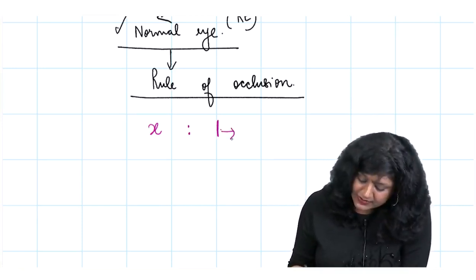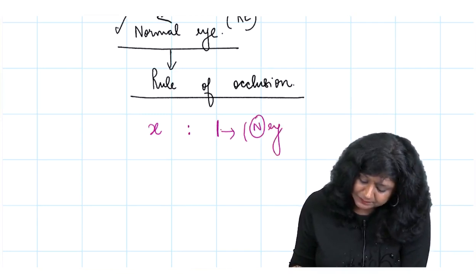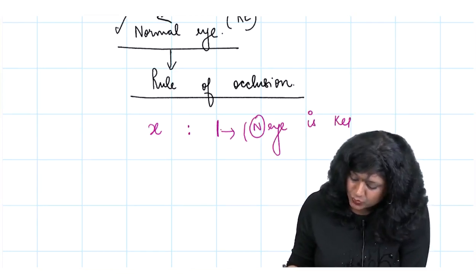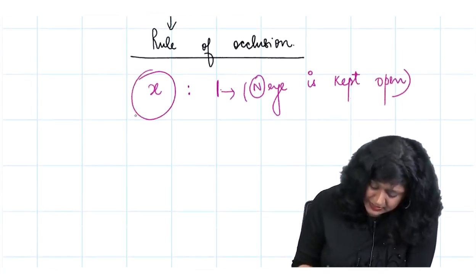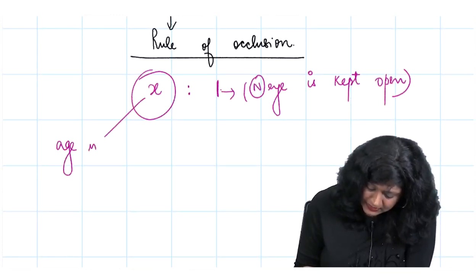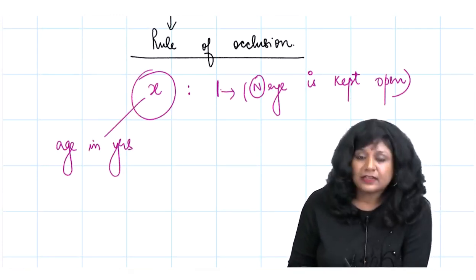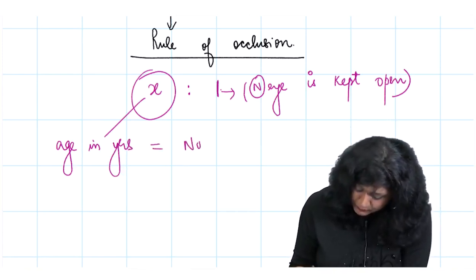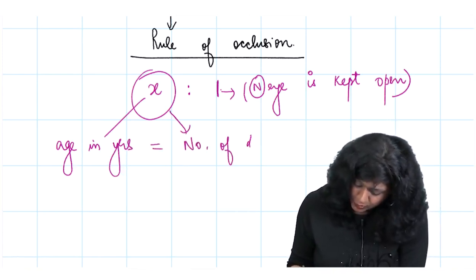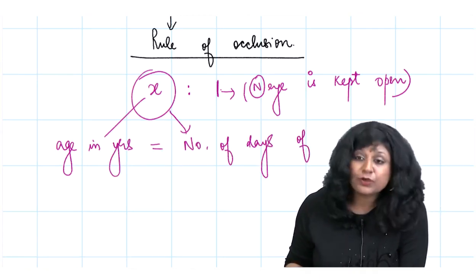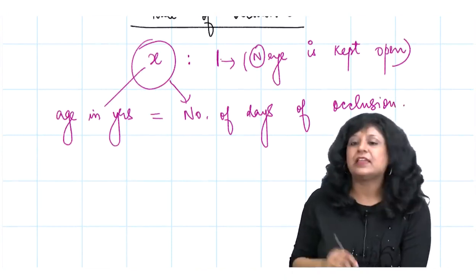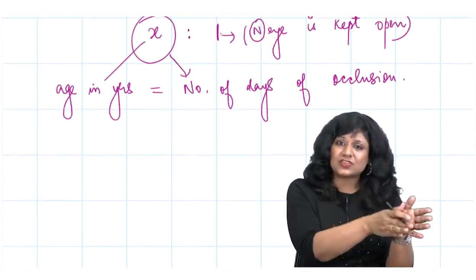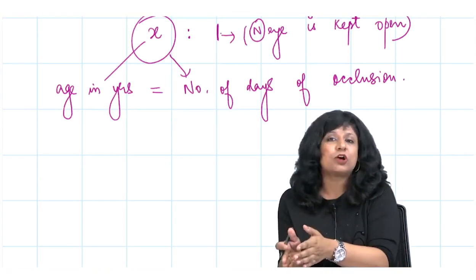The 1 means for one day the normal eye is kept open. For one day you have to keep the normal eye open, and x is the age in years. This will be equal to the number of days of occlusion. Now, how to comprehend this? They say that the age in years will be equal to the number of days of occlusion.